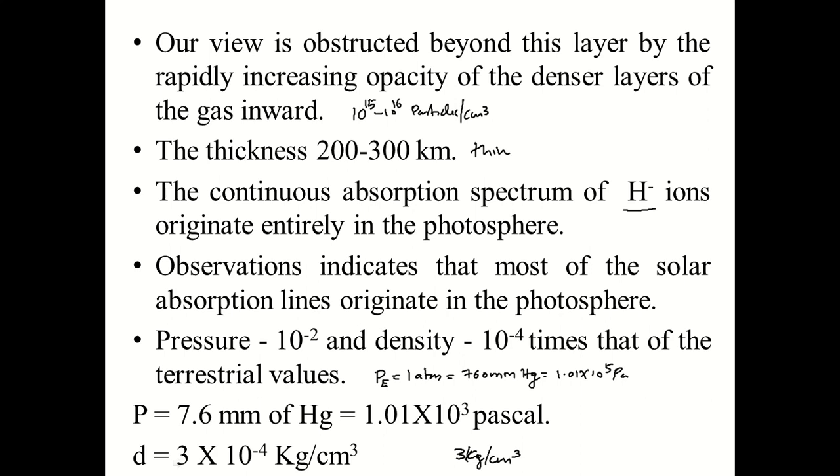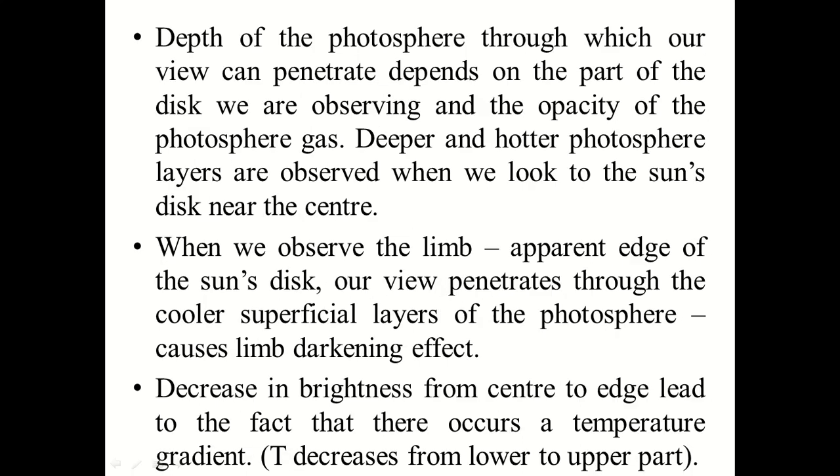Now let's consider the observing part of this photosphere, because it is the visible part of the sun. The depth of the photosphere through which our eyes can penetrate depends on the part of the disk we are observing and the opacity of the photosphere gas. If we are observing the photosphere through or near the center of the sun's disk, then we can see the deeper and hotter photospheric layers.